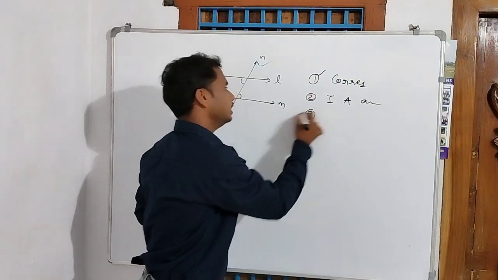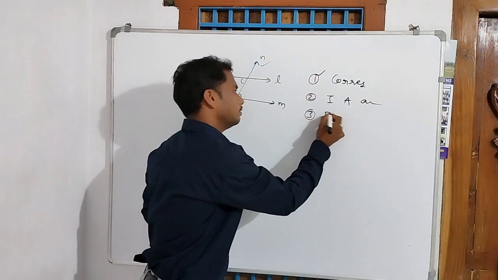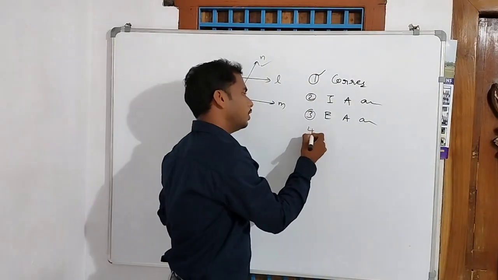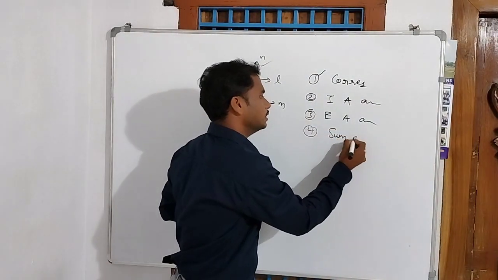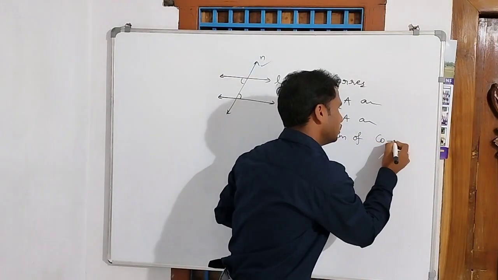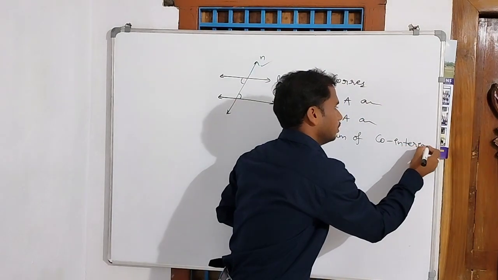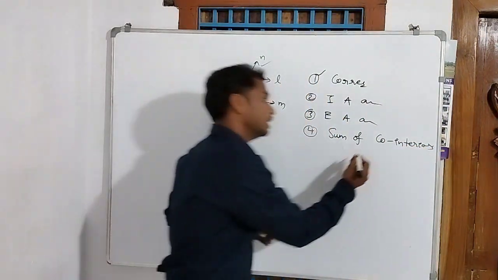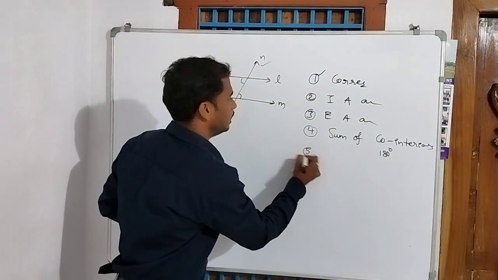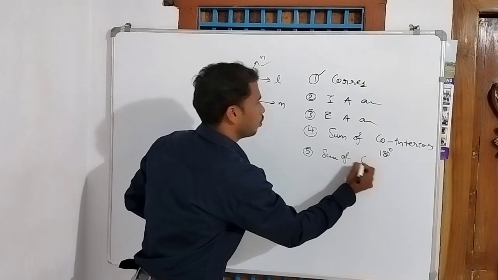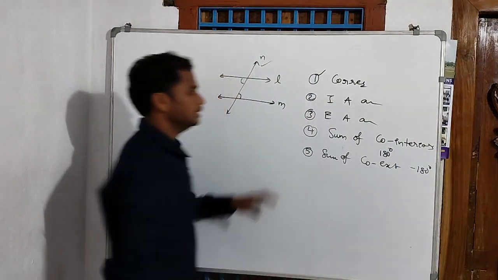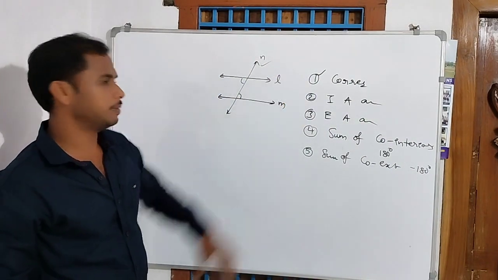And the third one is, exterior alternate angles are also equal. The fourth point is the sum of co-interior angles is supplementary, or 180 degrees. And the fifth point is the sum of co-exterior angles is also supplementary, or 180 degrees. These five points are very important.